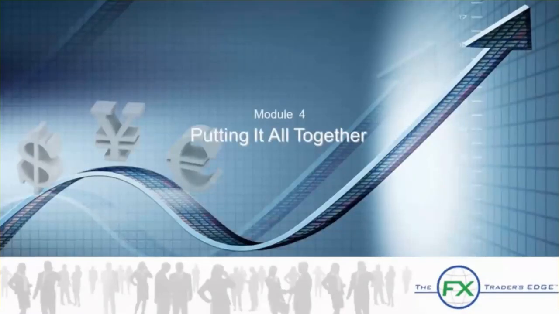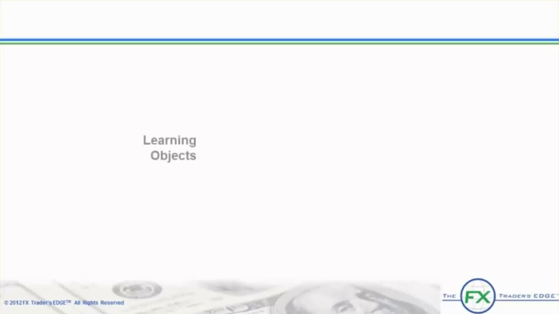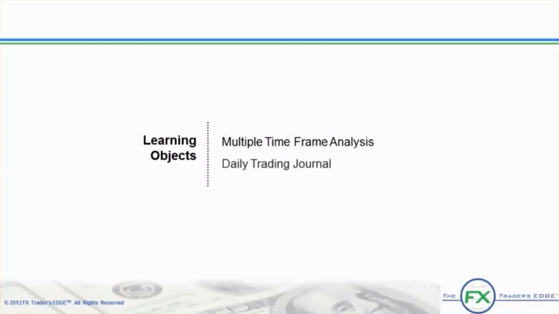Welcome to the continuation of Module 4 of the Elliott Wave Vertical. This is putting it all together. In the previous learning object, we learned about rules, patterns, and probabilities, and the Elliott Wave trading map. In this learning object, we will learn about multiple time frame analysis and keeping a daily trading journal.